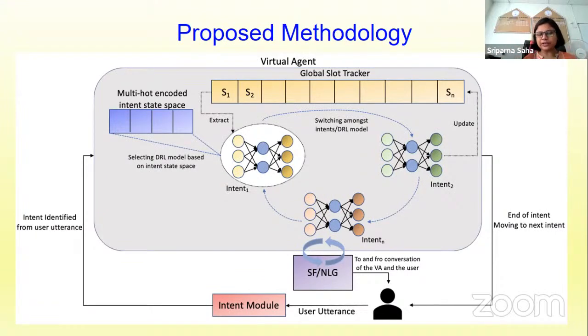So while we are servicing a particular intent, maybe the user has already specified some slots. Those slot values are already available in this array. So when it is servicing the next intent, it will not repeat the same question to the user, because then the user will not be happy with the situation. That's why, if there are some common slots, we keep the values of those common slots in the global slot tracker, so that all the intents can use the common slot information.